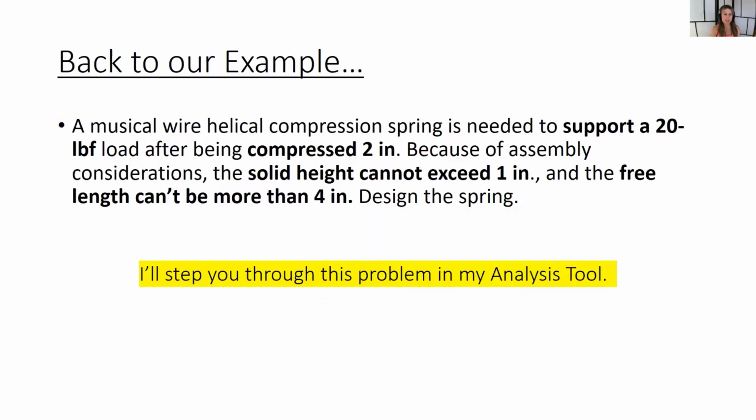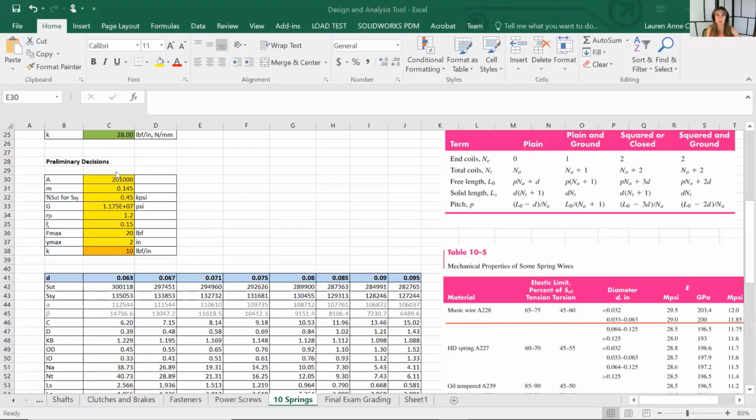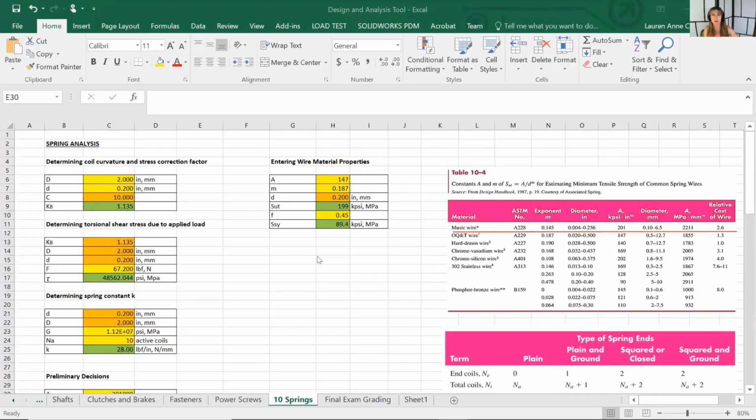So back to our example. I'm going to step you through this problem in my analysis tool now. So here we are in my analysis tool. I have a section of preliminary decisions. So A and M are a function of the material. So we have a music wire spring. So A and M are from table 10.4.